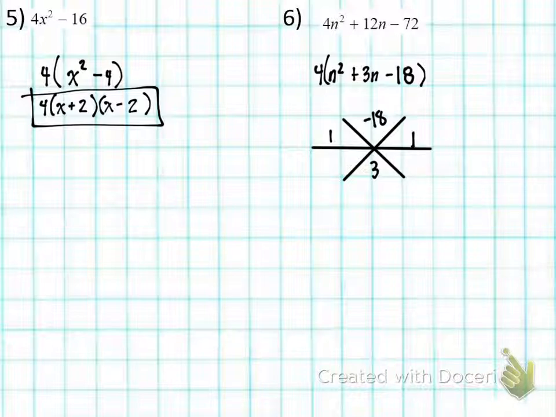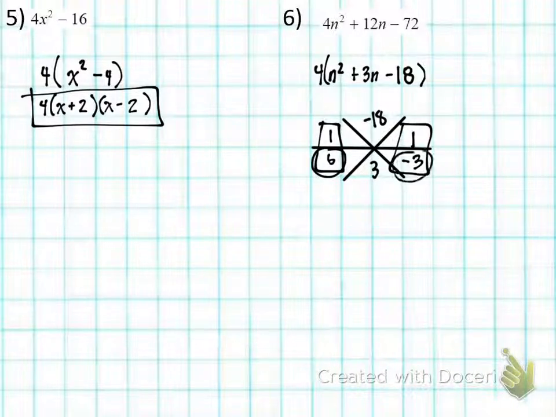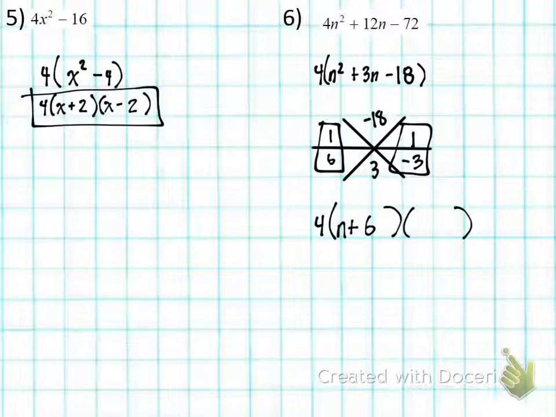Finish up the problem. I'll come and check your work in 30 seconds. Go. I'm getting hungry. So, got positive 6 and negative 3, right? Because we know positive 6 minus 3 is positive 3. That's what we need. So now we're going to take the 4, the GCF, and write down 2 sets of parentheses like we've been doing. And we have n plus 6. Good, that's it.